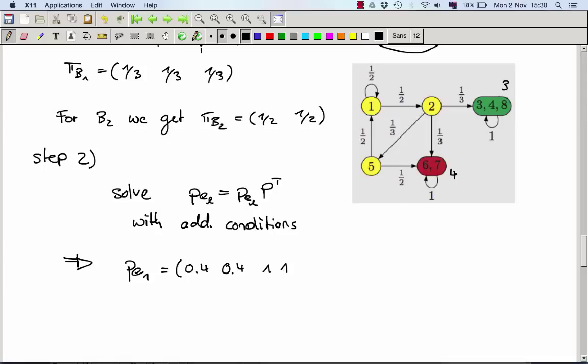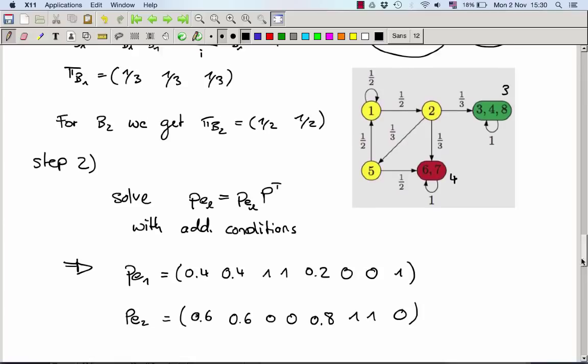Now I'm expanding this set and not taking the aggregated Markov chain. So this is for state 3 and state 4, which are both in the BSCC. 0.2 for this state, 0, 0 for these two, and 1 for the last one, state 8. And the probability of reaching the second BSCC is 0.6, 0.6, 0, 0, 0.8, 1, 1, 0. So now you have these vectors here.